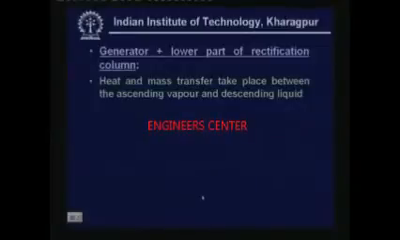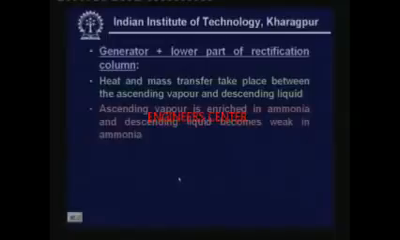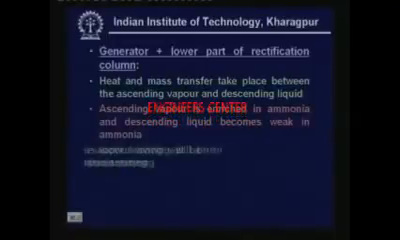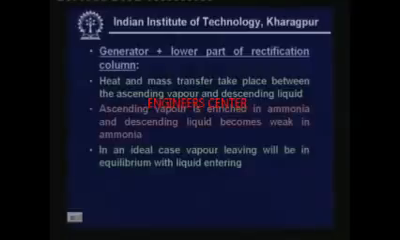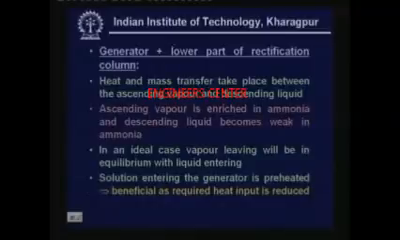Heat and mass transfer take place between the ascending vapor and descending liquid, and the ascending vapor is enriched in ammonia and the descending liquid becomes weak in ammonia, and in an ideal case the vapor leaving will be in equilibrium with the liquid entering. Solution entering the generator is preheated. So, this is beneficial as the required heat input is reduced.